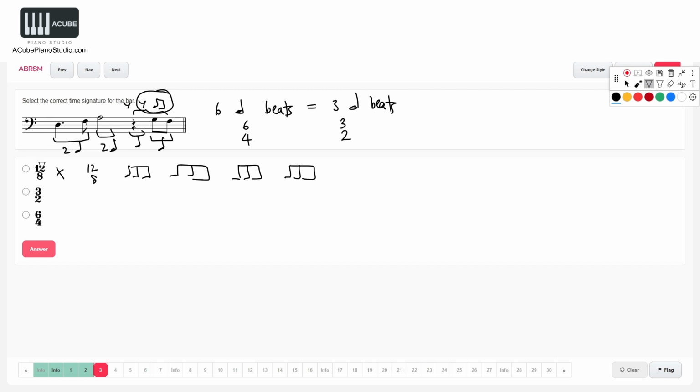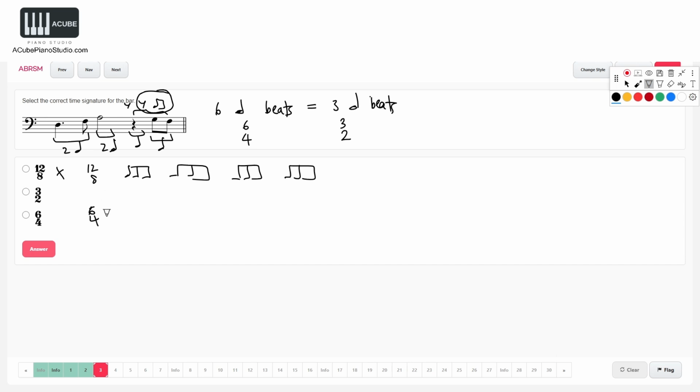So 12/8 is out. So is it 3/2 or is it 6/4? This is a very common question that students will ask me, okay? Because there are 6 crotchet beats in a bar, right? So should it be 6/4 or 3/2? For this case, we will need to take a look at the grouping, because 3/2 time means 3 minim beats in a bar, which is equivalent to 6 crotchet beats. 6/4 time is equal to 6 crotchet beats in a bar. If you look at them, 3 minims is equal to 6 crotchets. So how do I tell which one is correct? Well, recall that 6/4 is compound time.